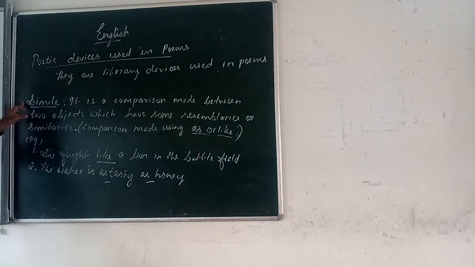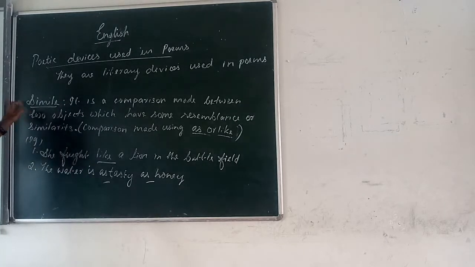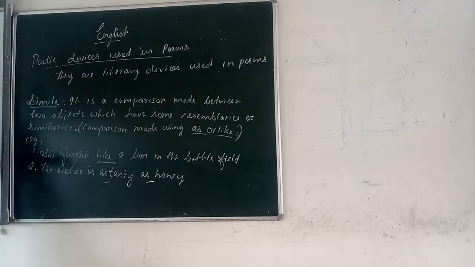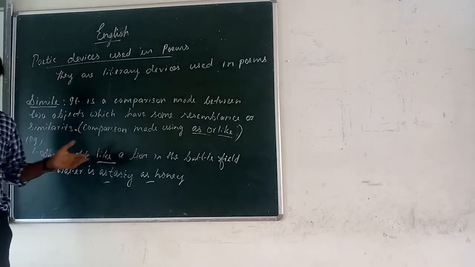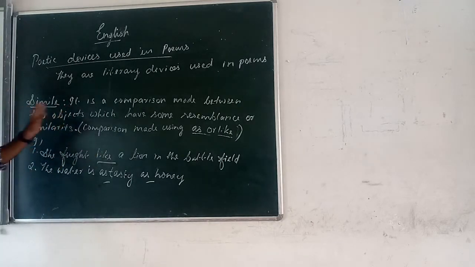Simile means it is a comparison made using as or like. But when you come to the next one, that is called as metaphor. Now in the metaphor, it is a comparison made without as or like. That is called as metaphor.